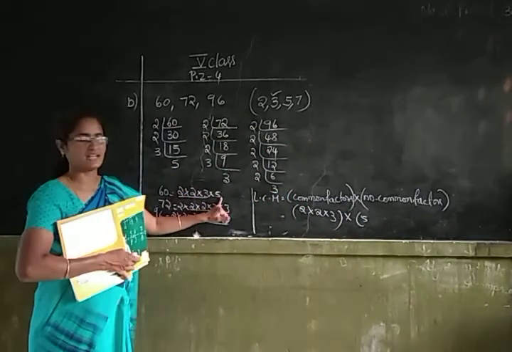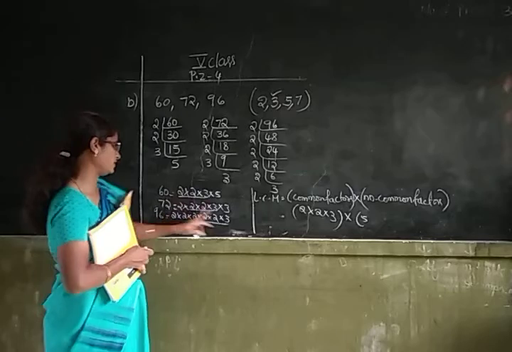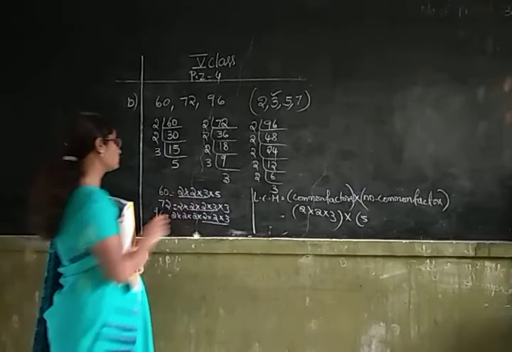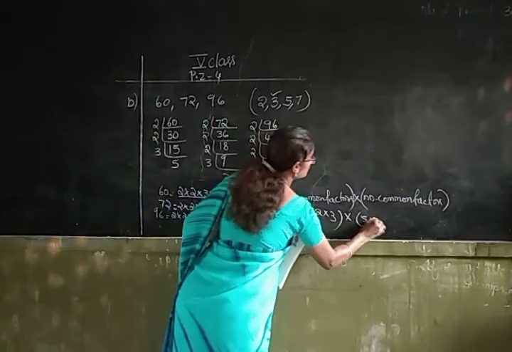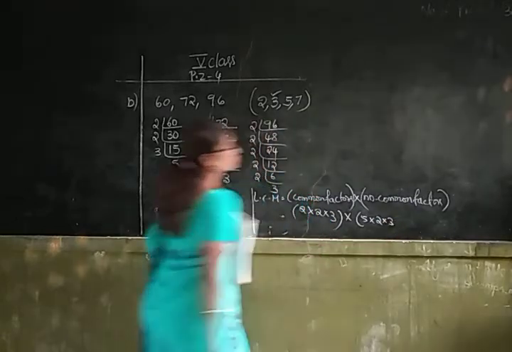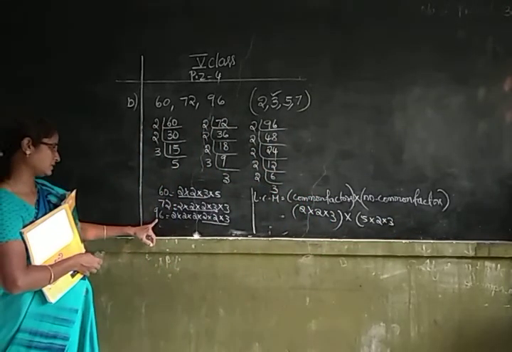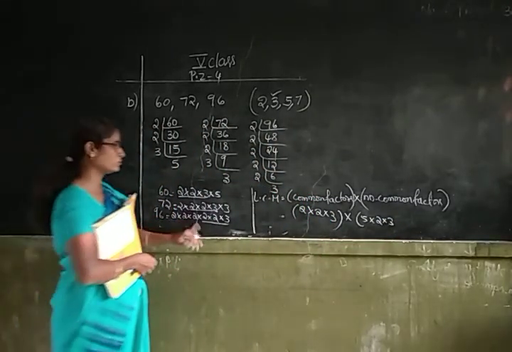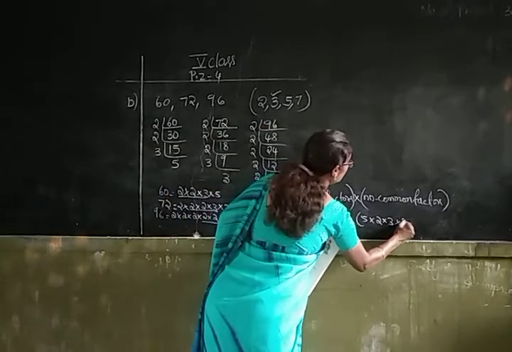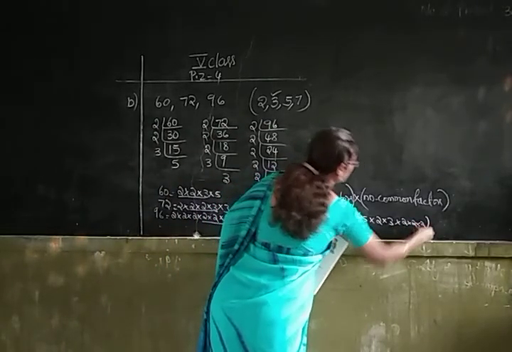In 60, 5 is left. So it is the non-common factor. In 72, 2 and 3 are left, so they are the non-common factors. In 96, 2 into 2 into 2 is left over. So these are the non-common factors.